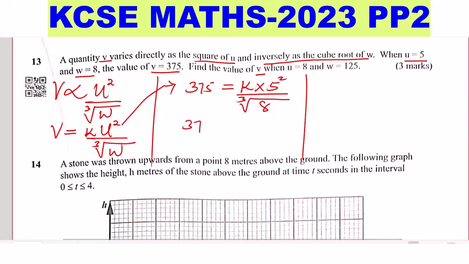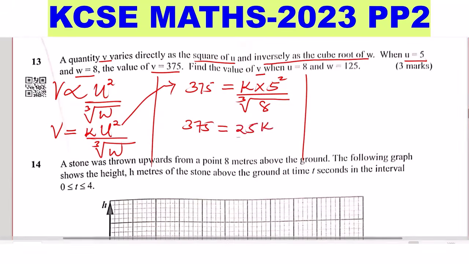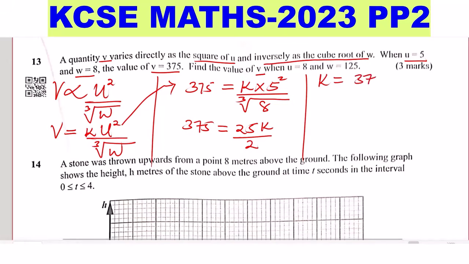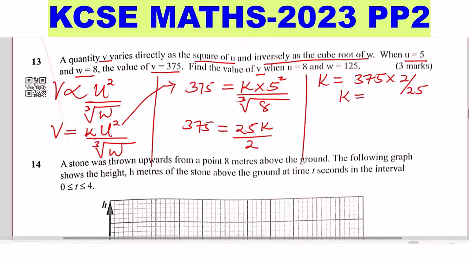So 375 is equal to k times 5 squared, which gives 25k, divided by the cube root of 8, which is 2. So let us make k the subject. k will be given by 375 multiplied by 2 divided by 25, and k will give you 30. So that is the value of the constant.